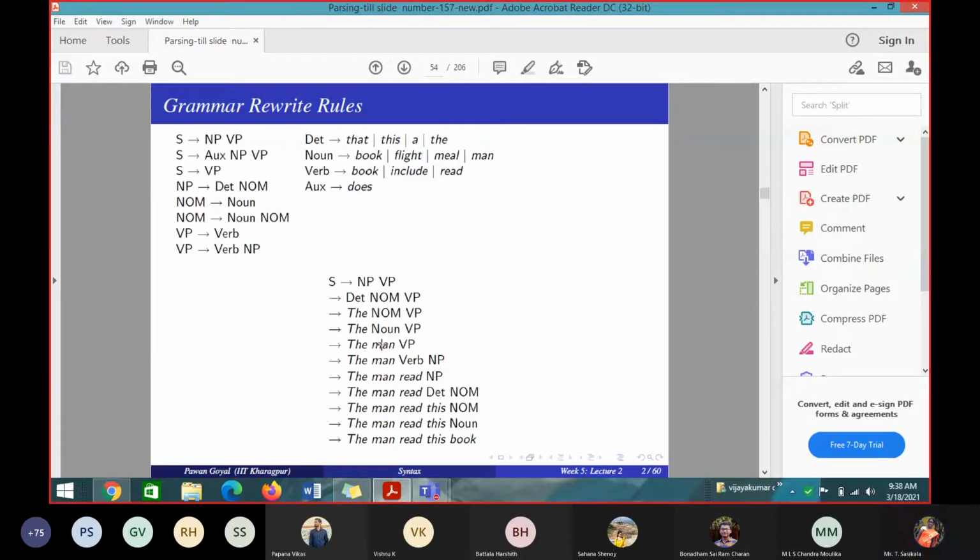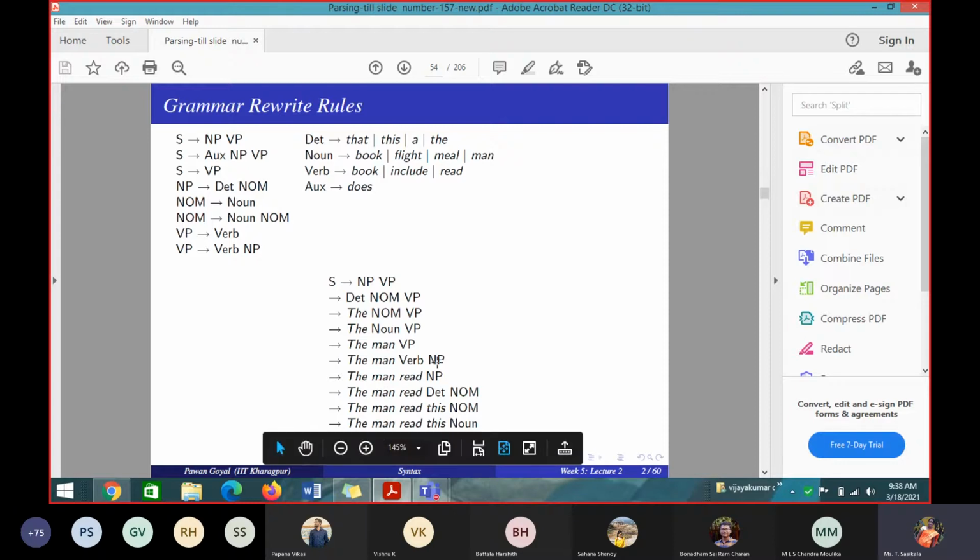So noun gives man and VP. So next, one side of the tree I have completed, NP. So S gives NP, VP, two branches I have. One side NP, other side is VP. As a tree, we'll see later. As steps, I am showing it now. Then again, VP gives verb NP, verb is read, and NP I am keeping as such.